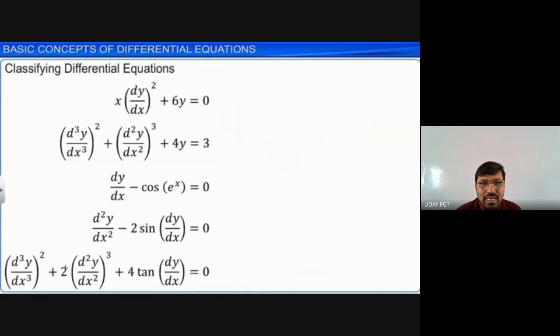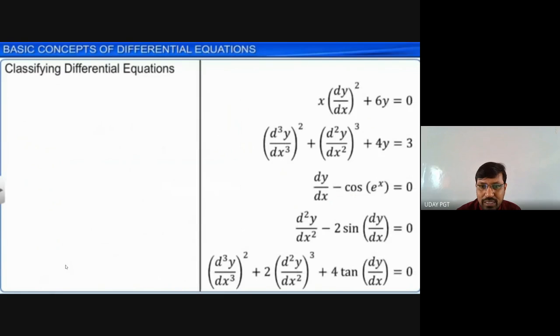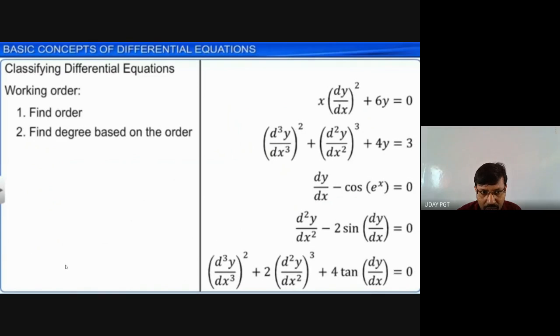Now, classifying the differential equations. Suppose we take the differential equation x into dy by dx whole square plus 6y equals 0. Now, finding the order and degree. Most of the students get confused in finding the order and degree. Degree is based on the order, so first you need to know what is meant by the order of the differential equation.